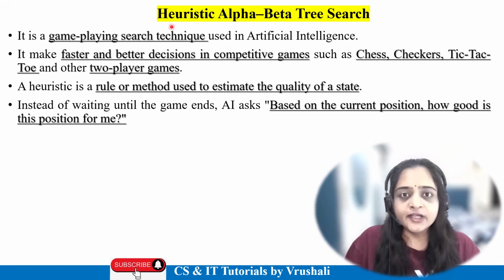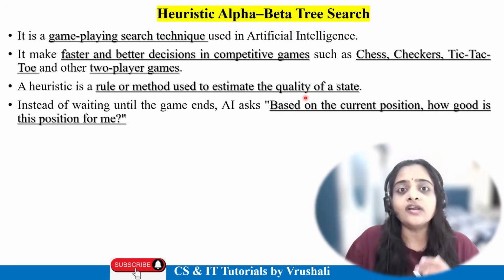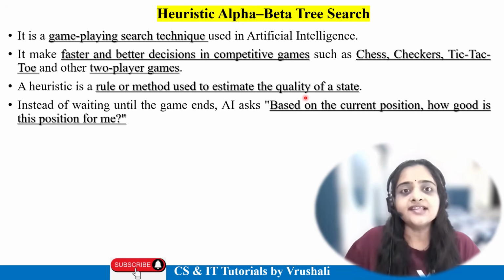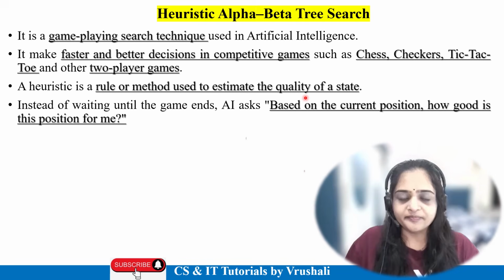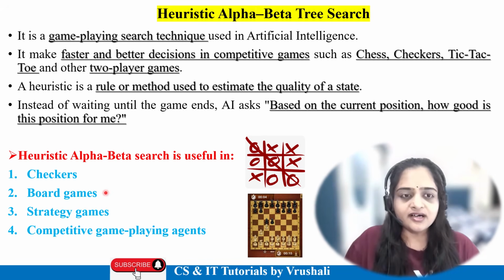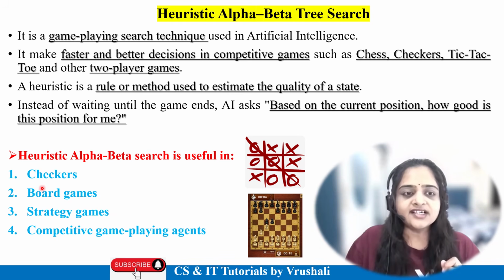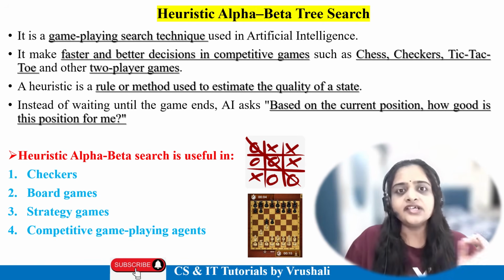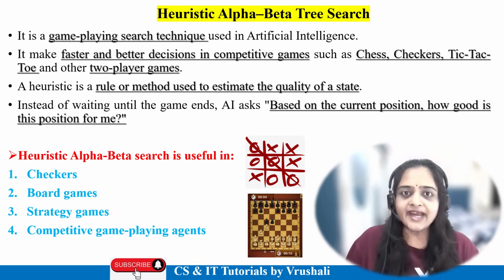Heuristic basically means it has some rules or methods that can be used to estimate the quality of the state, and these algorithms are used to find the best move or take the best decision in a particular game. These are some applications where alpha beta tree search techniques have been developed, like checkers, board games, different strategy games, then competitive game playing with agents. And again you are all familiar with tic tac toe, then online chess. In games where two players are there, this technique is mostly used.